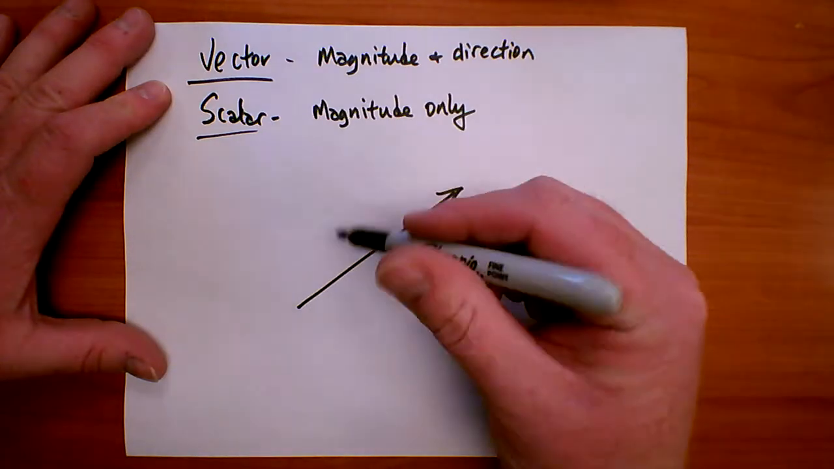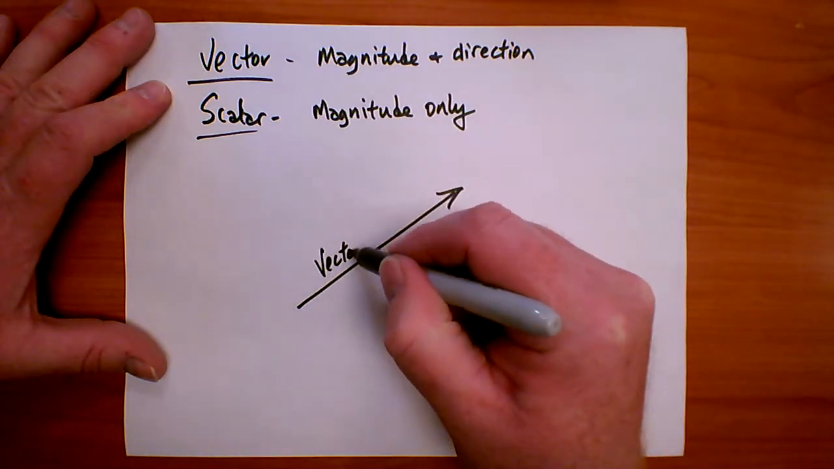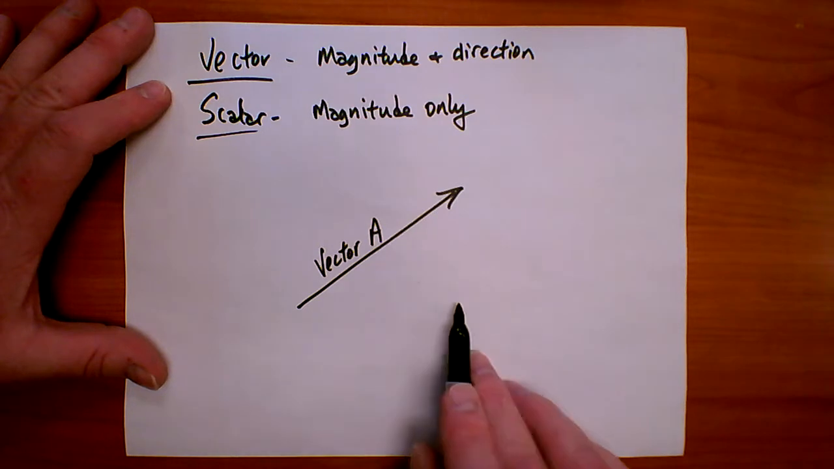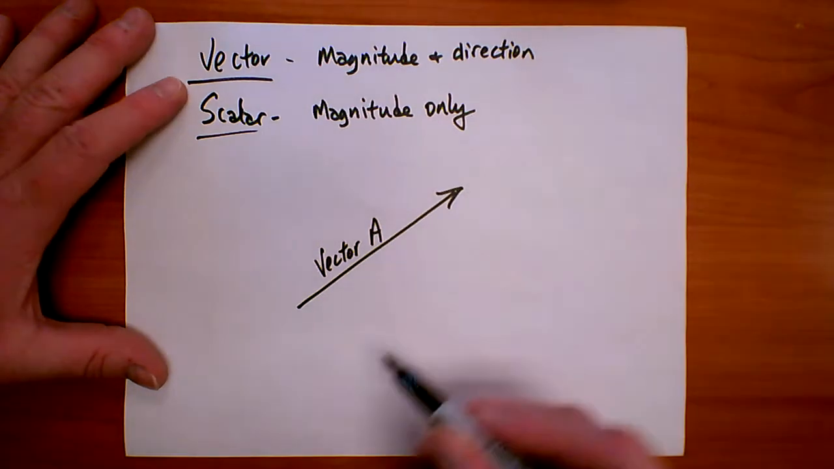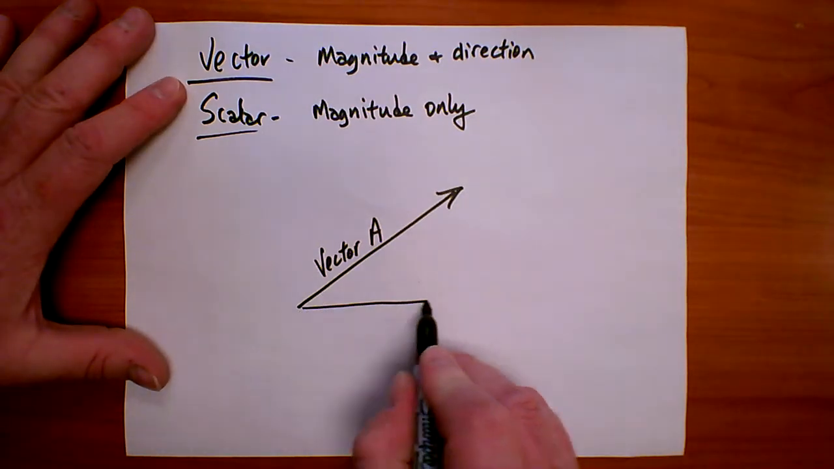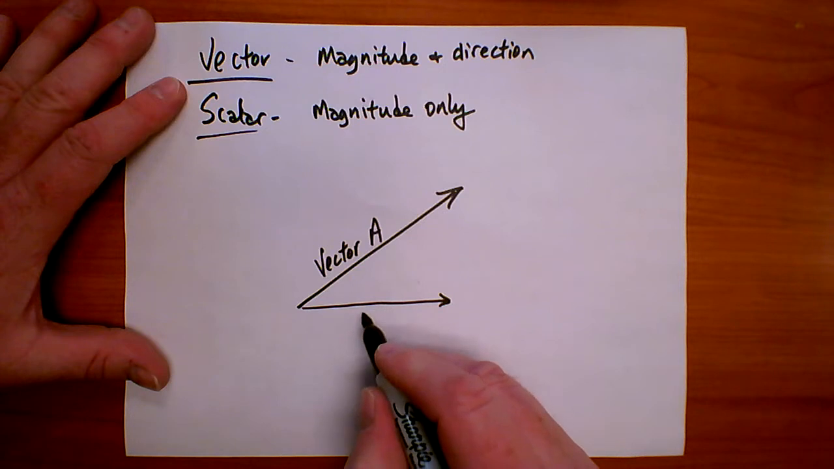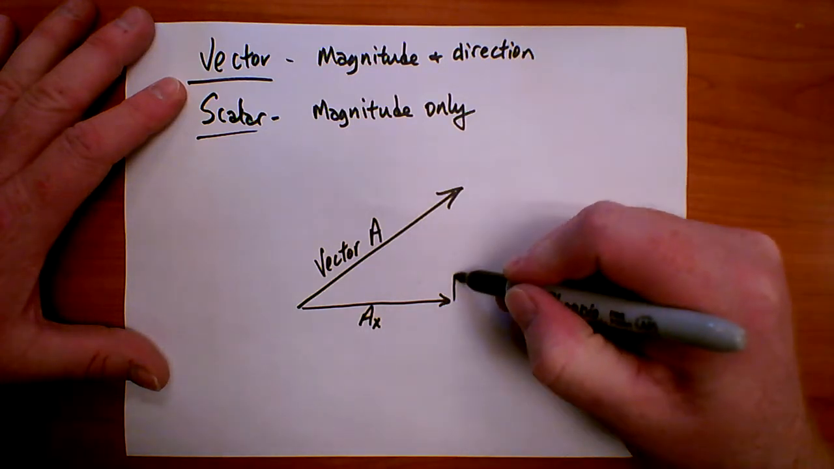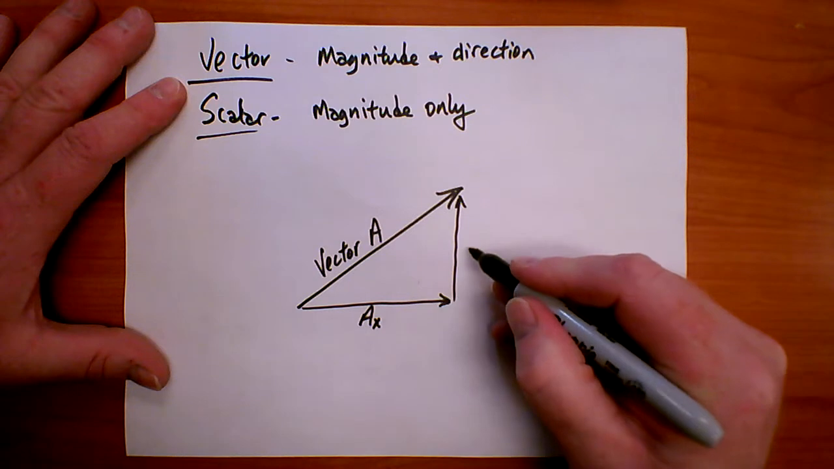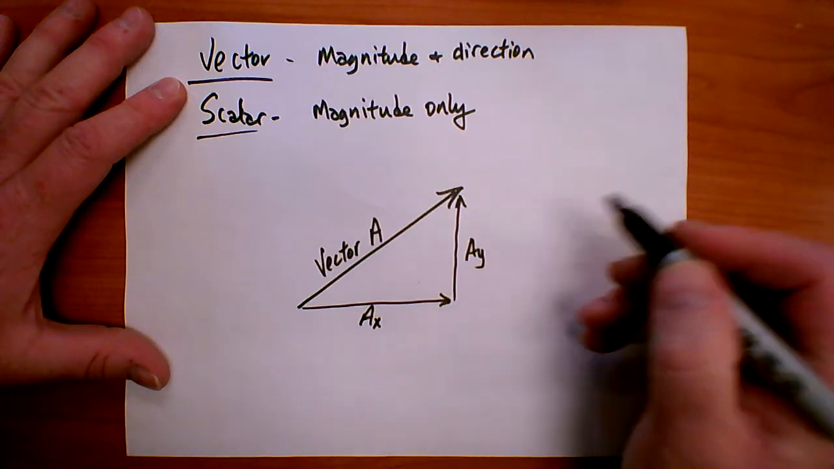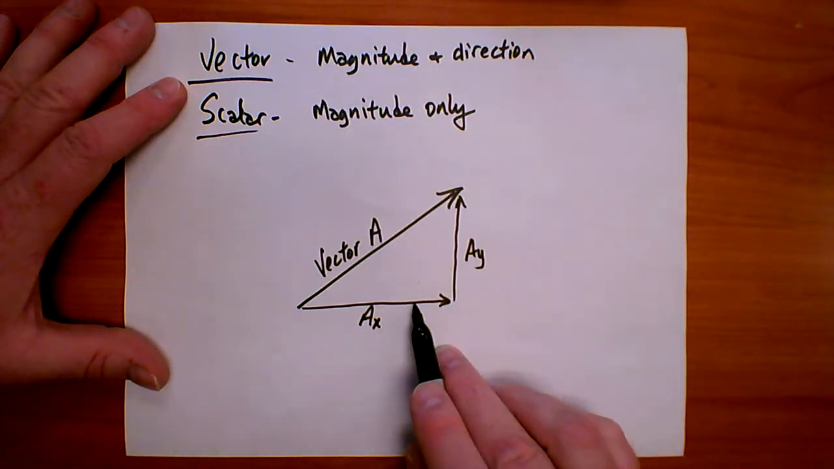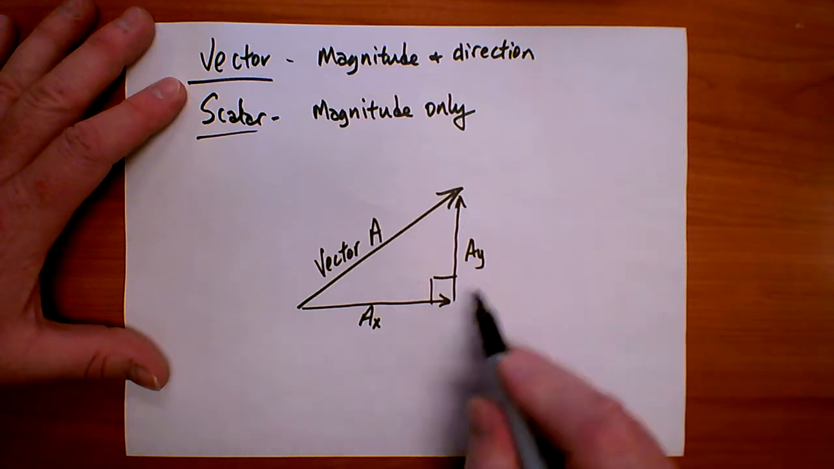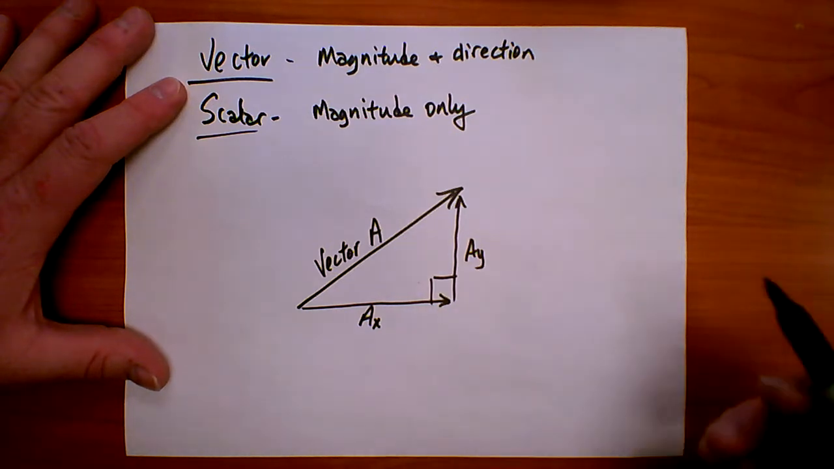For example, it's called this vector A. If this is vector A, we could describe this vector as being partly to the right and partly up. The part of it that's to the right we call the x component of A, A sub x. The part of it that is up we call the vertical component of A, A sub y. Notice that between the x and y components of a vector we have a right angle. This forms a triangle, which is a very special kind of triangle.